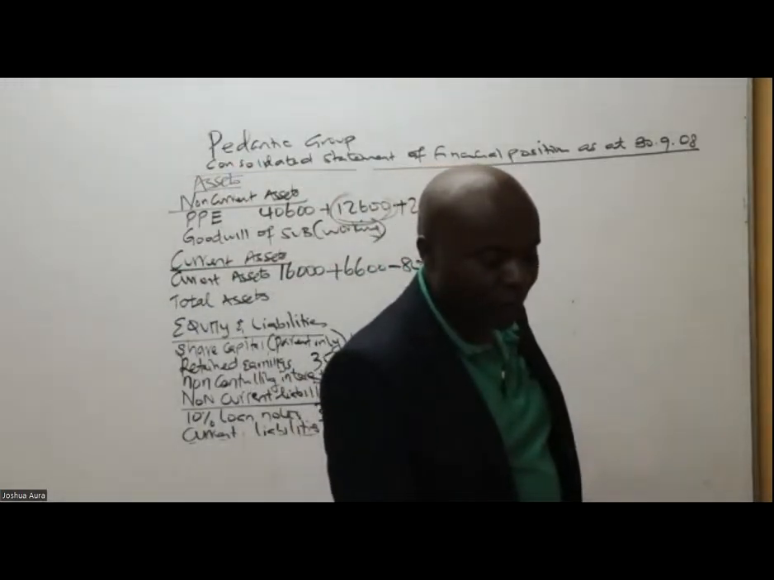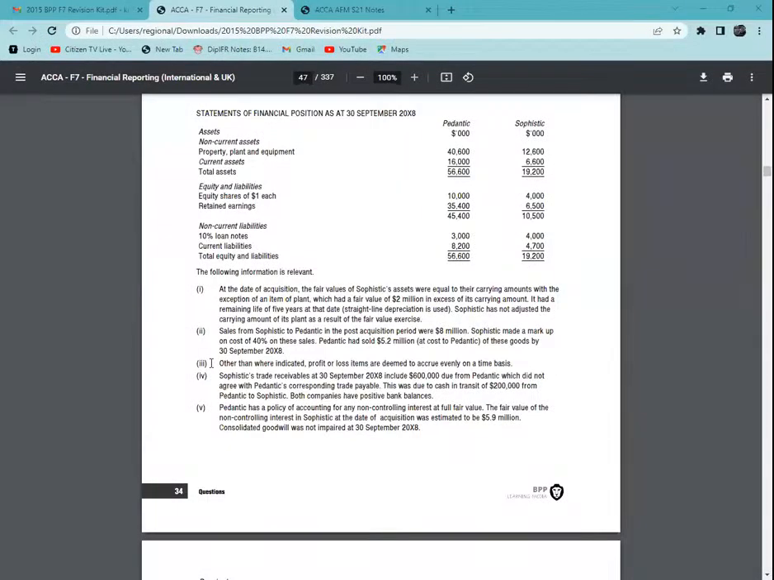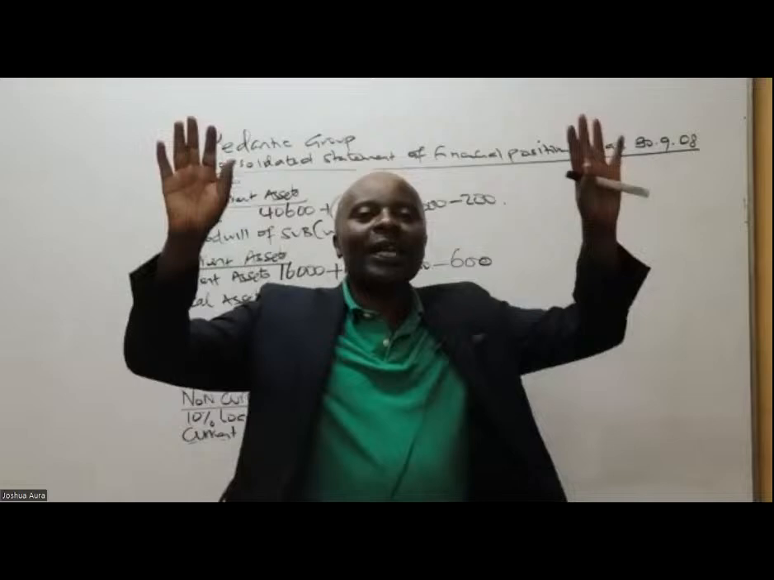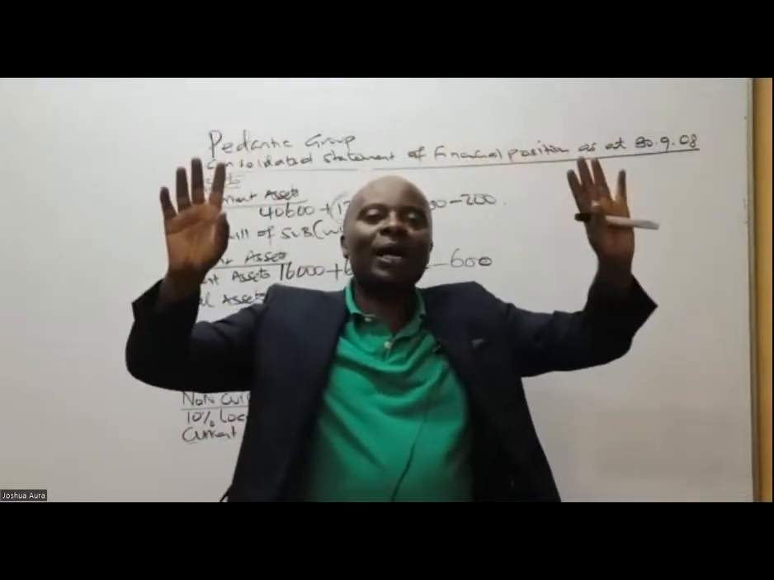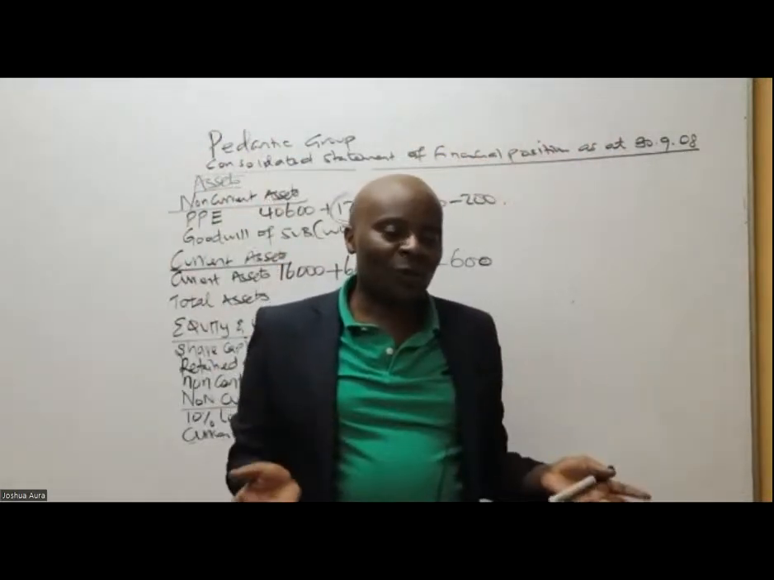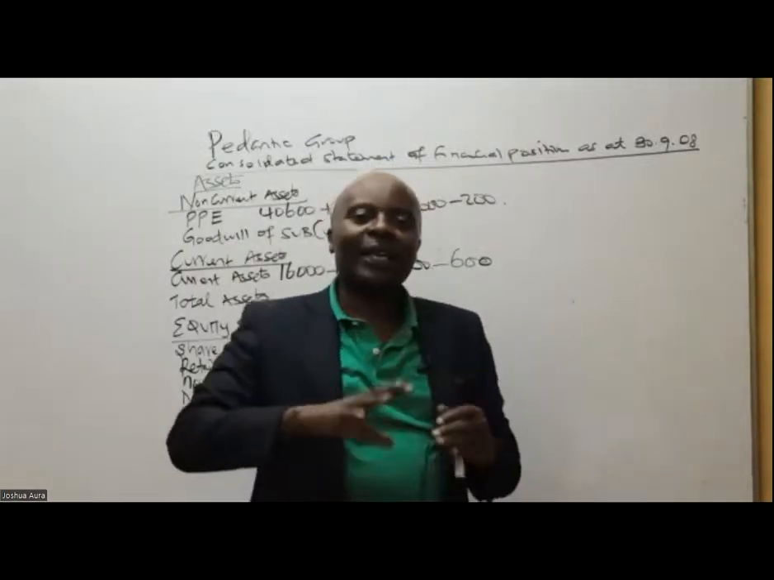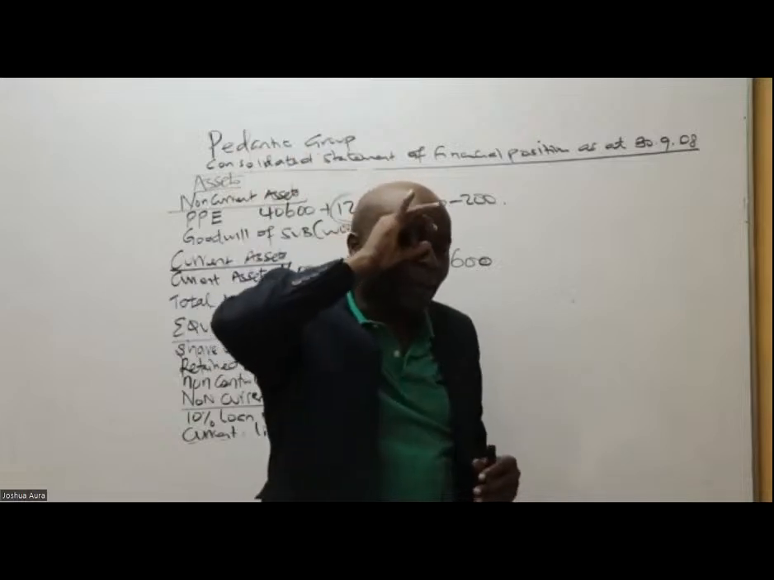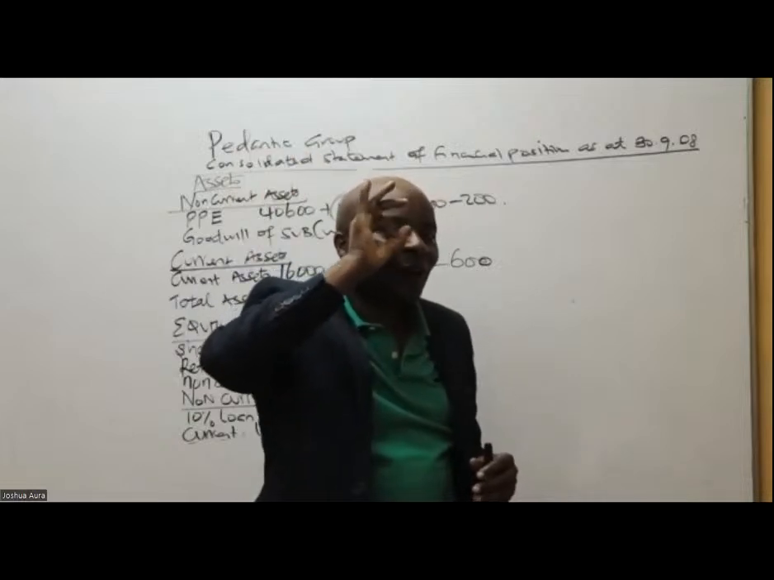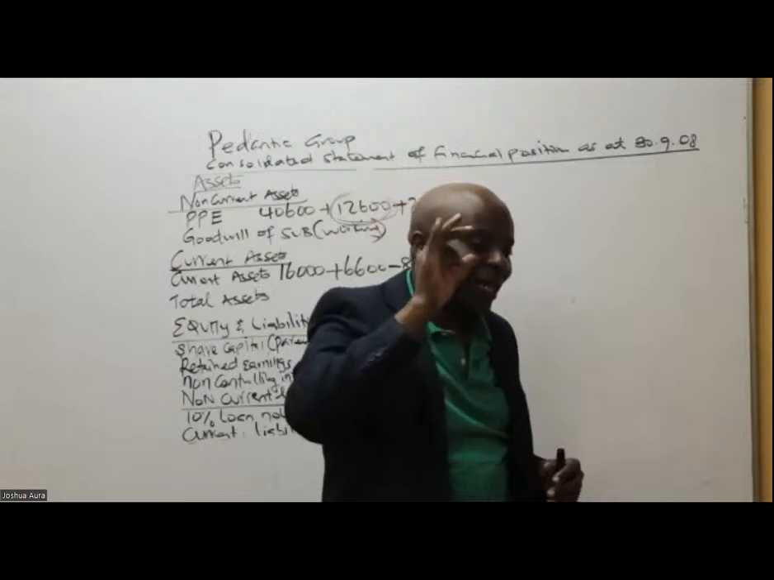Ukiendelea kusoma sentence, ladies and gentlemen, we are told here, due from pedantic, which did not agree with the pedantic's corresponding trade payable. This was due to cash in transit. Cash in transit, the CIT in group consolidation, that one is the best free mark that is ever available. Cash in transit, ishalipwa na one company. So one company may release your pesa, lakini haijafika kwa ile company. Lakini macho ya group inaiona.